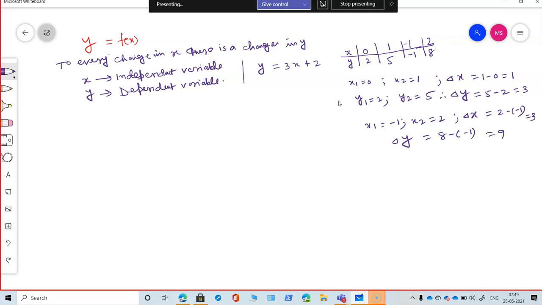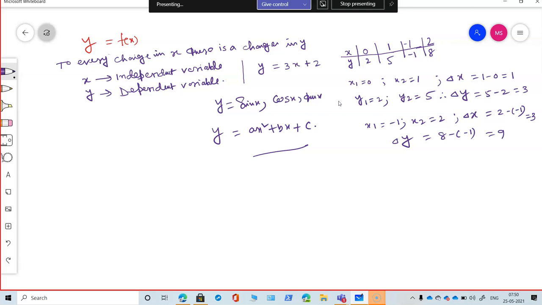Now there may be trigonometric functions, that is y equal to sin x, cos x or tan x. All these are functions of x. There may be a quadratic function, y equal to ax square plus bx plus c. To every change in x there is a change in y also. This is a quadratic function. There may be a cubic function. These are polynomial functions.